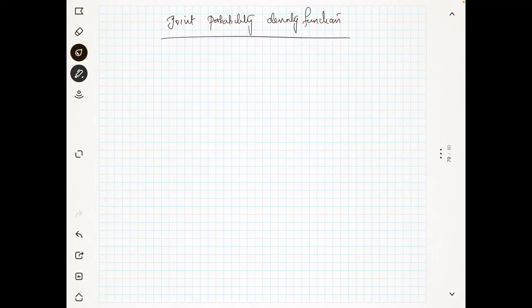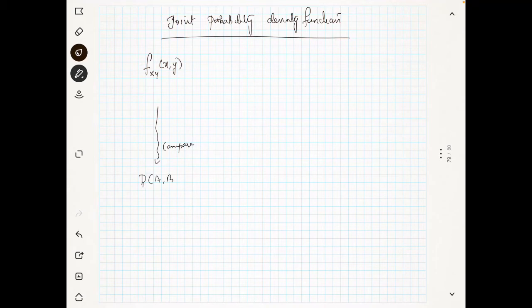So we will continue our discussion on the joint probability density function. It is usually expressed as fxy of x, y. You can actually compare this with your joint probability function.